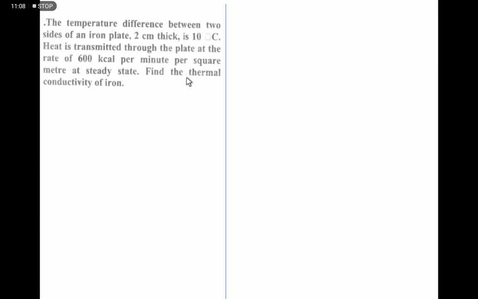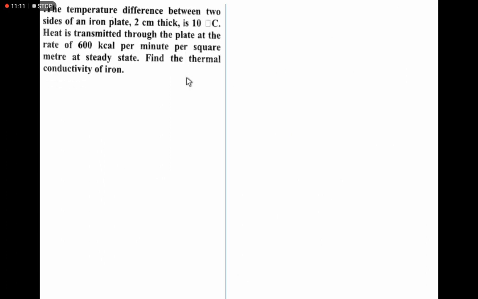Now the next one is: the temperature difference between two sides of an iron plate 2 centimeter thick is 10 degrees Celsius. Heat is transmitted through the plate at the rate of 600 kilocalories per minute per square meter at steady state. Find the thermal conductivity of iron.